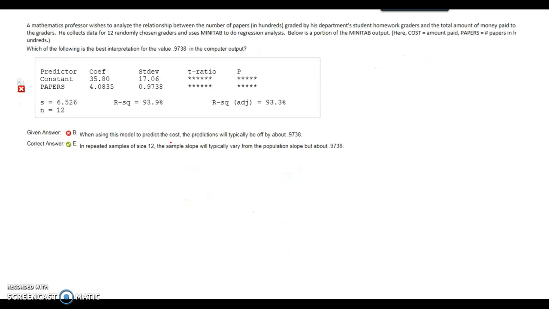So that looks great. Okay, so this one, we're talking about the same question. Take a look at this. It says, what's the value of the 0.9738? So let's find what that is. What did we say this was? We said that this is the standard error of the slope. Well, what does the standard error of the slope actually mean?